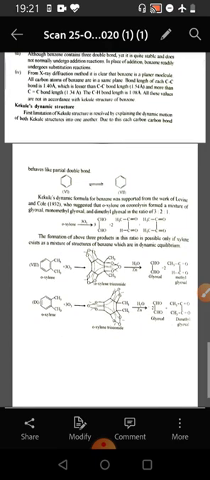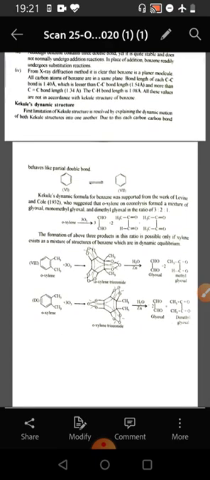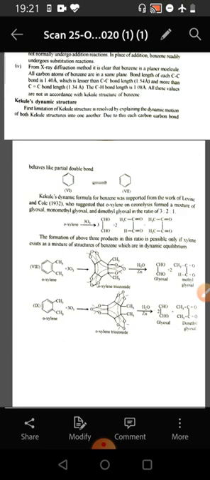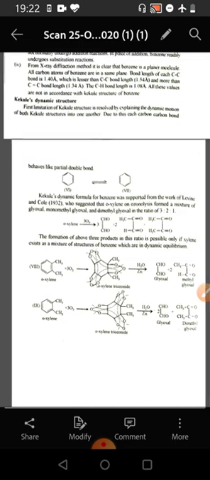Now we see the Kekule dynamic structure. The first limitation of the Kekule structure is resolved by explaining the dynamic motion of the Kekule structures into one another. Due to this, each carbon-carbon bond behaves like a partial double bond. The Kekule dynamic formula for benzene was supported by the work of Levine and Koch in 1932, who suggested that orthoxylene on ozonolysis formed a mixture of glyoxal, monomethyl glyoxal and dimethyl glyoxal in the ratio of 3:2:1.